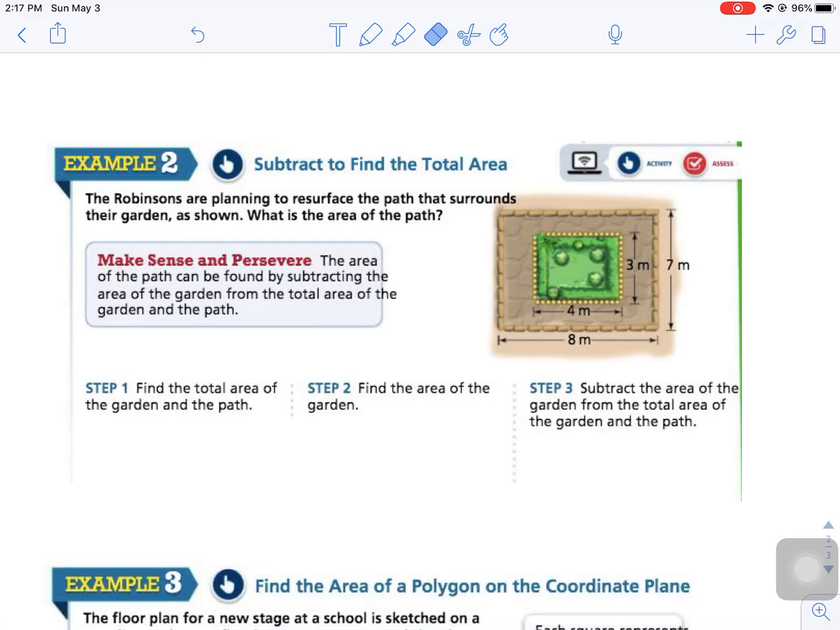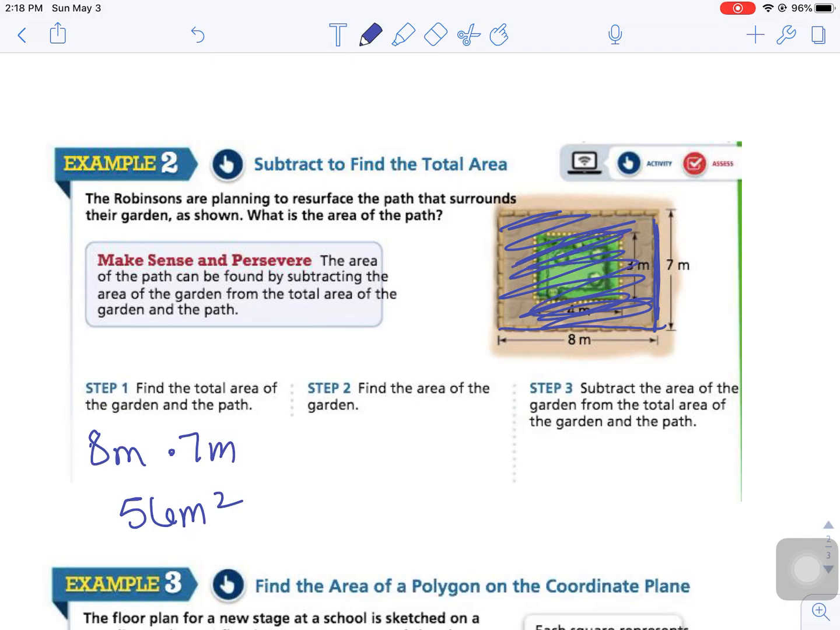So let's start. First we want to find the total area of the garden and the path. So the total area of this whole entire garden and path, we know we have 8 and 7. And since this is a rectangle, we're just going to multiply those two together. So we have 8 meters times 7 meters. So think about what this area would be here. It would be 56 meters squared. So this gives us this entire area right here. That entire area gives us the path and the garden.